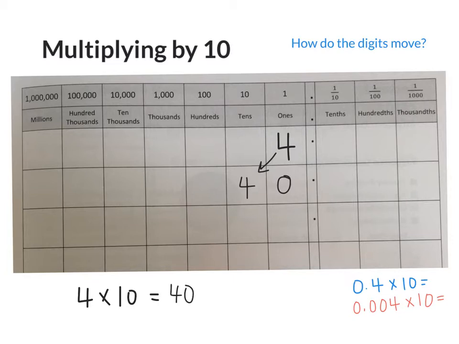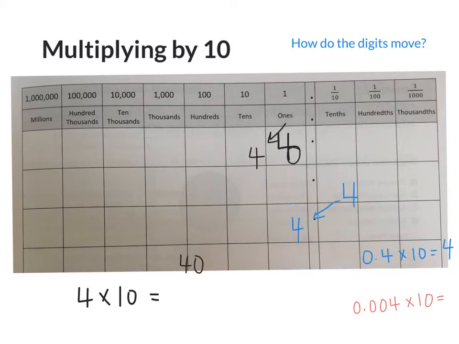Let's try this example in blue. I have 4 tenths. So that means that now the 4 is in the tenths column. Yes? Do you agree? And I want to multiply it by 10. Do I need to move it to the left or to the right? How many columns? 1. So now my 4 is in the ones place. So what's 4 tenths times 10? 4. Very good. Okay, let's try one more example.